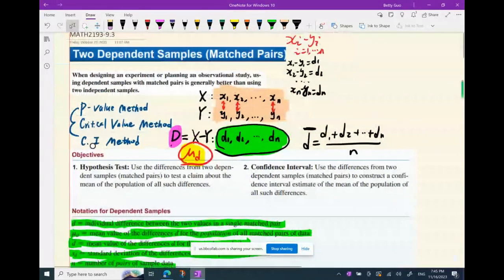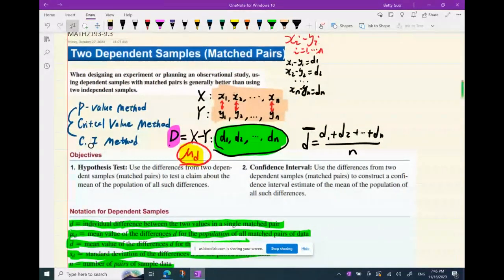And we are going to apply 3 different methods to test a claim regarding the mean of differences for the population of all matched pairs of data, or mu sub D. The 3 methods are the p-value method, the critical value method, and the confidence interval method. What we need to know is the 3 methods are all equivalent. In a sense, all the 3 methods would give us the same result based on the same sample.